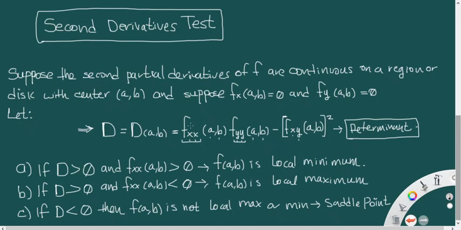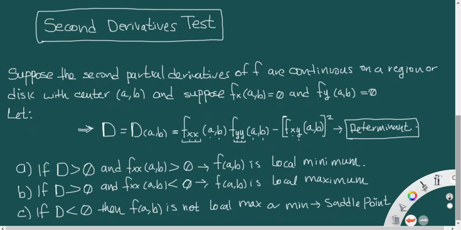So once again, the partial derivative with respect to x and then with respect to x again, evaluated at points (a, b), times the partial derivative with respect to y and again with respect to y, evaluated at points (a, b), minus the cross second partial derivative with respect to x and y, squared.